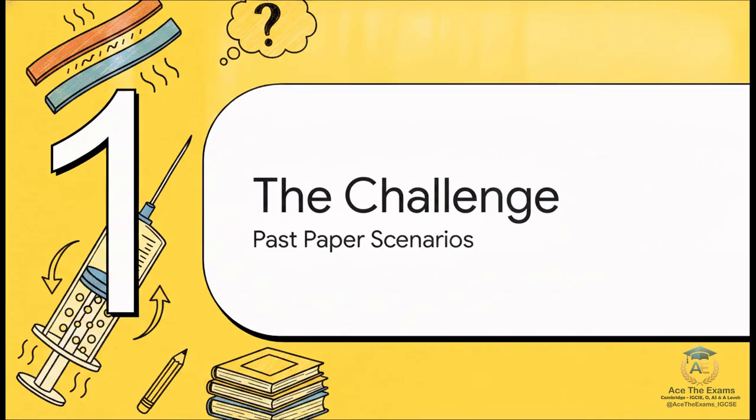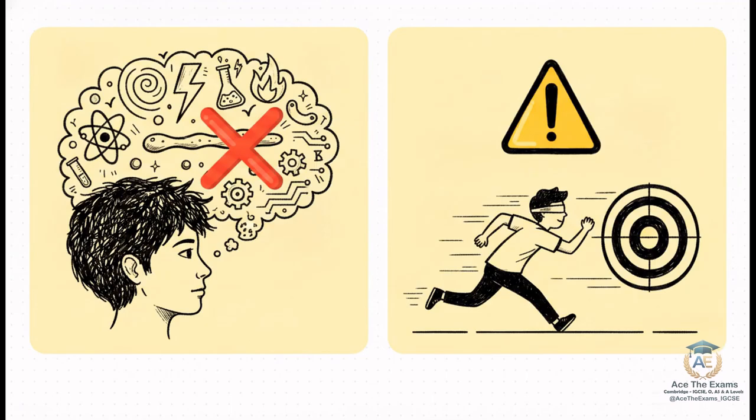We are going to look at some actual past paper scenarios. I want you to imagine you are sitting right there in the exam hall. The clock is ticking. You open your Cambridge 0625 past paper and you see a classic, heavy-hitting scenario. The question presents a bimetallic strip, or perhaps it's a gas trapped inside a syringe at a constant pressure and it's being heated up.